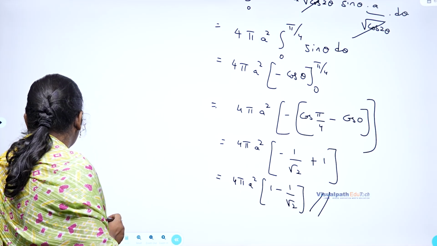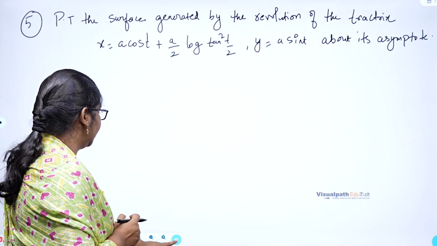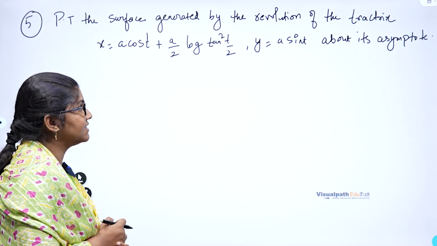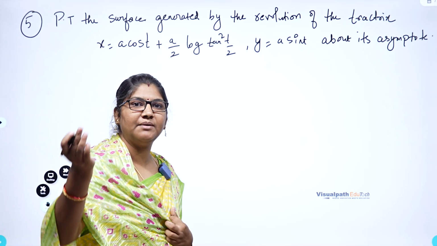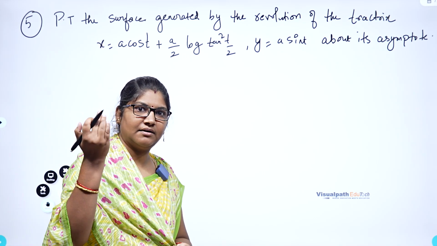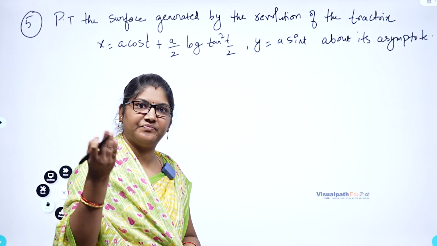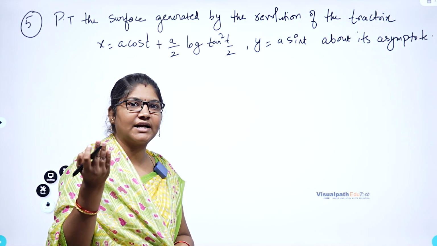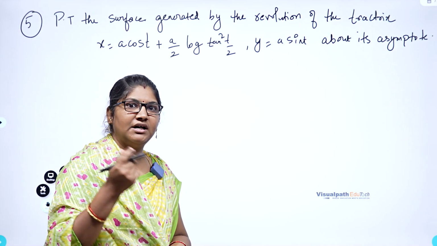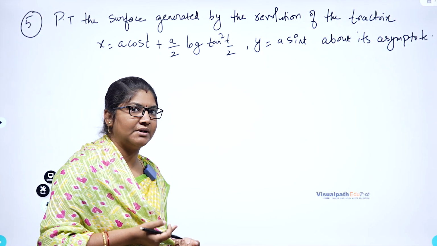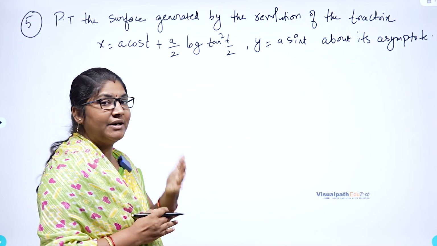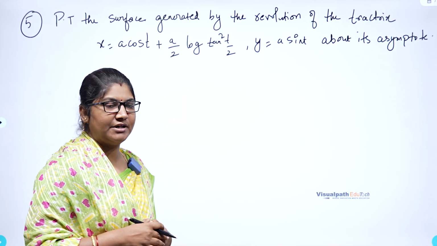We will see one more problem, and this is the last problem. Every method is covered here. Cartesian equation is covered, polar equation is covered. For Cartesian equation, we did 2 problems. For polar equation, we did 2 problems. This one is a parametric equation.